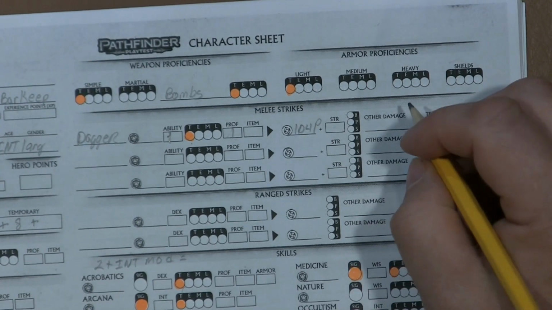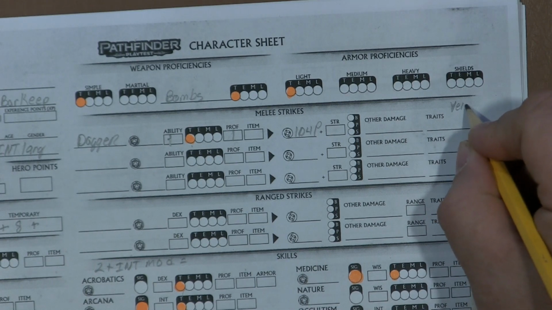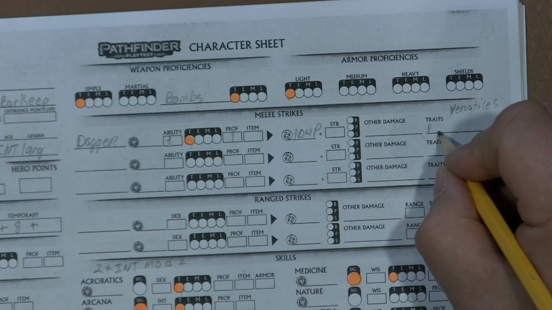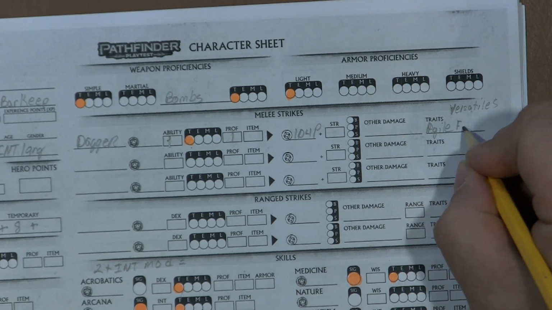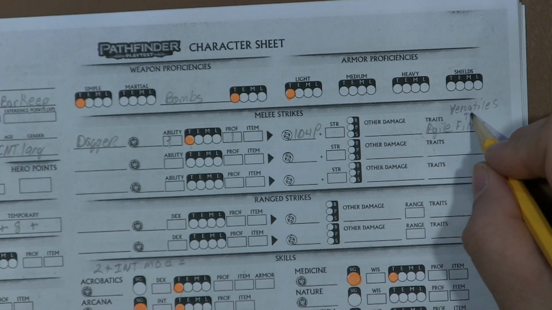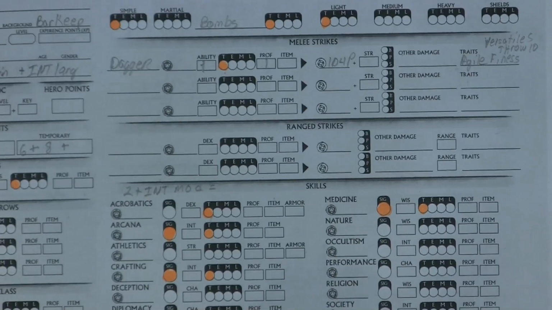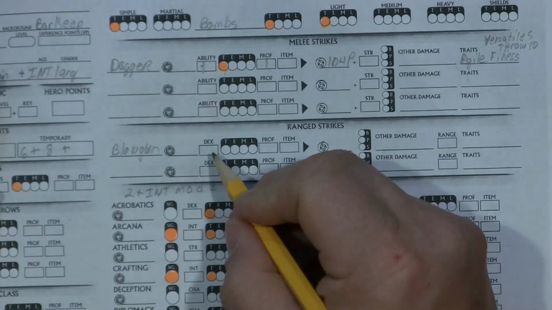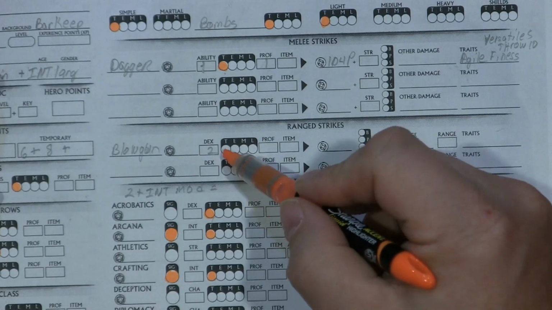Now I got to double check and see if it's different for a small creature. And then traits. Wow, there's a lot of traits here. It's versatile piercing. I lied. Agile. Has finesse. And can be thrown 10 feet. And then we'll go here. I'm going to start with the blowgun. Dexterity of 2. I am trained in that.